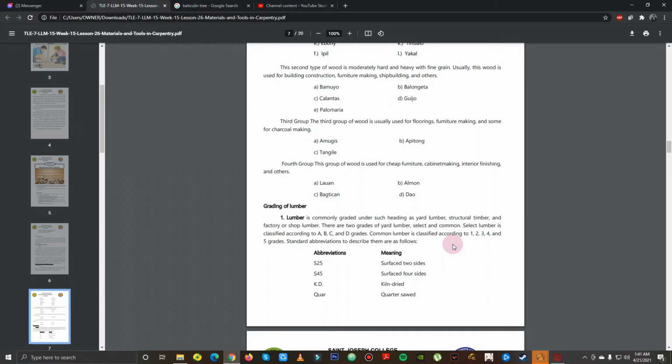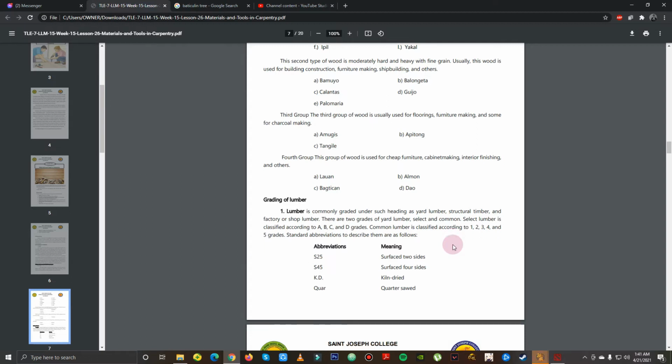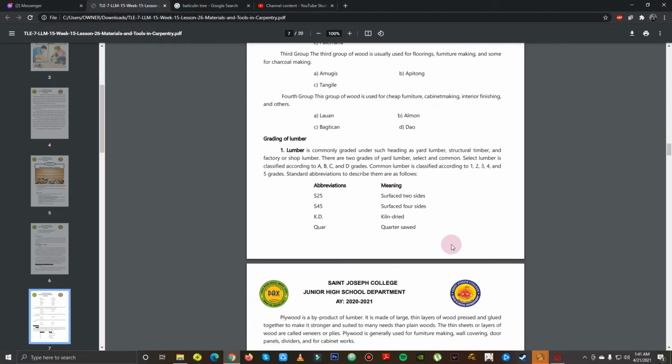Abbreviations: S2S meaning surfaced two sides. S4S surfaced four sides, and KD means kiln dried. It means the wood is kiln dried, and quar means quarter sawed.